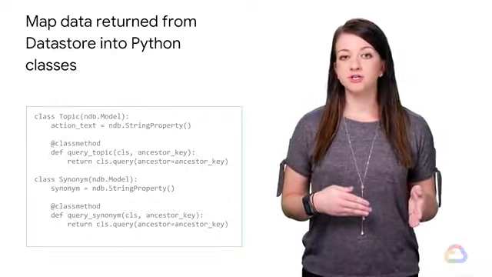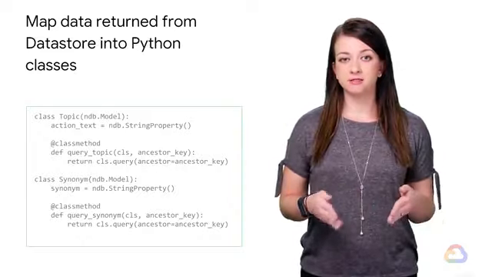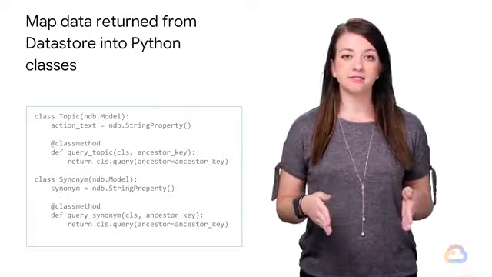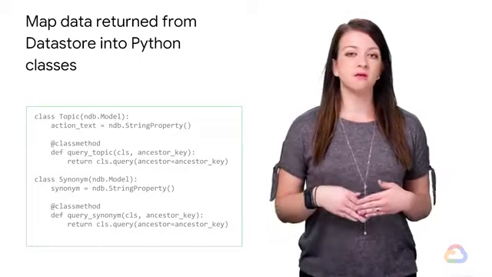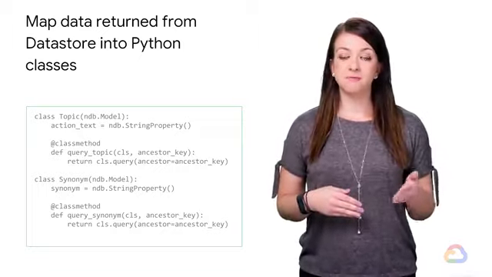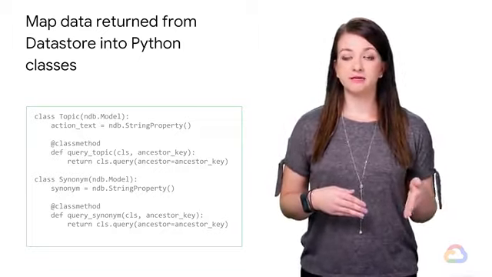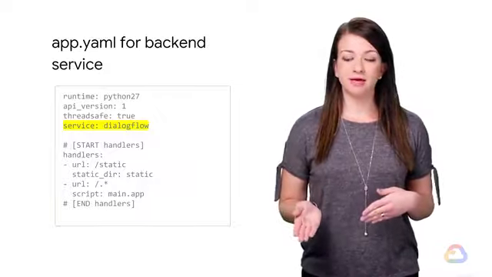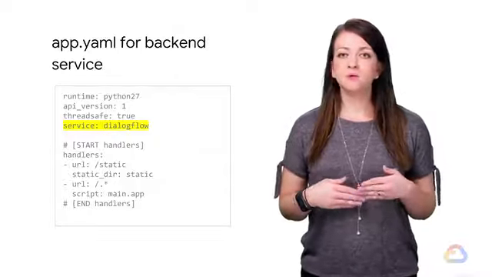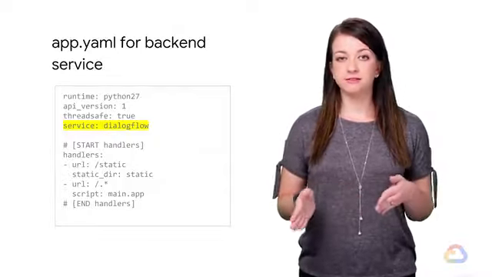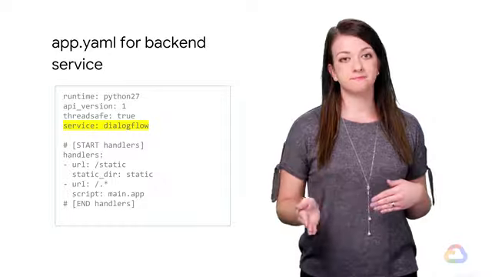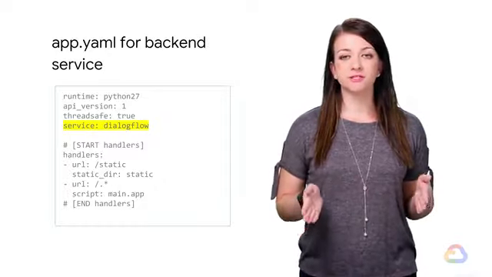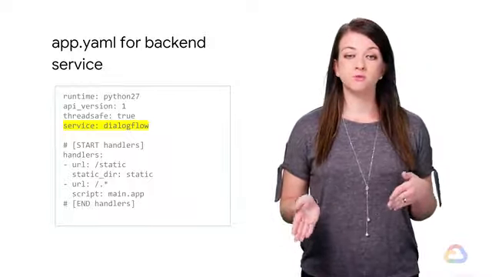This part of the code shows how the action text stored in Data Store, whether it is the topic or the synonym, is mapped into Python classes for topic and synonym, respectively. You query the ancestor key to maintain the entity's root parent in the Data Store hierarchy. Next, you will deploy a new service for the webhook backend in App Engine. We will leave the default service to point to the custom UI that we will build in the next section. After you deploy, App Engine creates a new separate service called Dialogflow that points to your webhook backend.